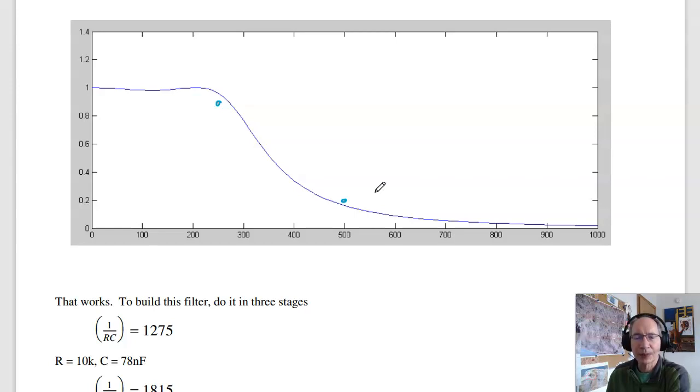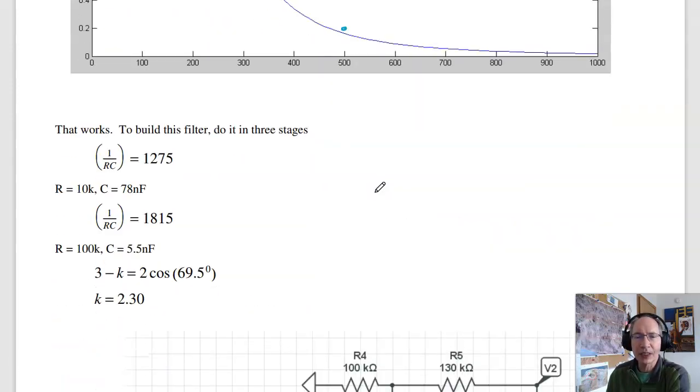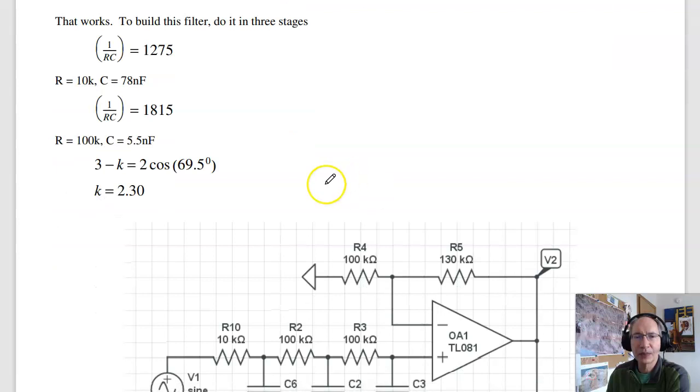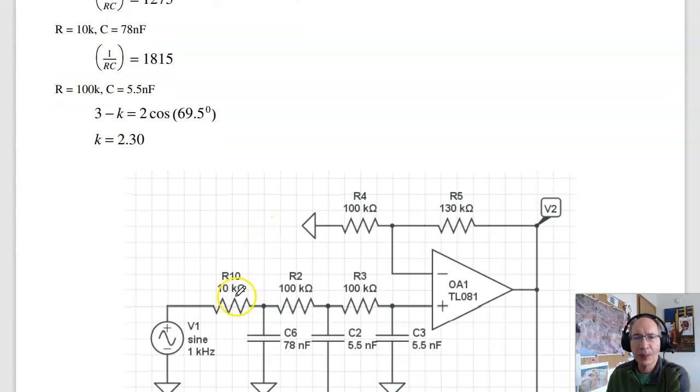That works. To build the circuit, I need to come up with R's and C's. The first stage, 1 over RC is 1275. So I picked R to be 100K. 1 over RC is 1275. Solve for C, and I get 78 nanofarads. On the second stage, 1 over RC is 1815. Pick R to be 100K, solve for C, C is 5.5 nanofarads.